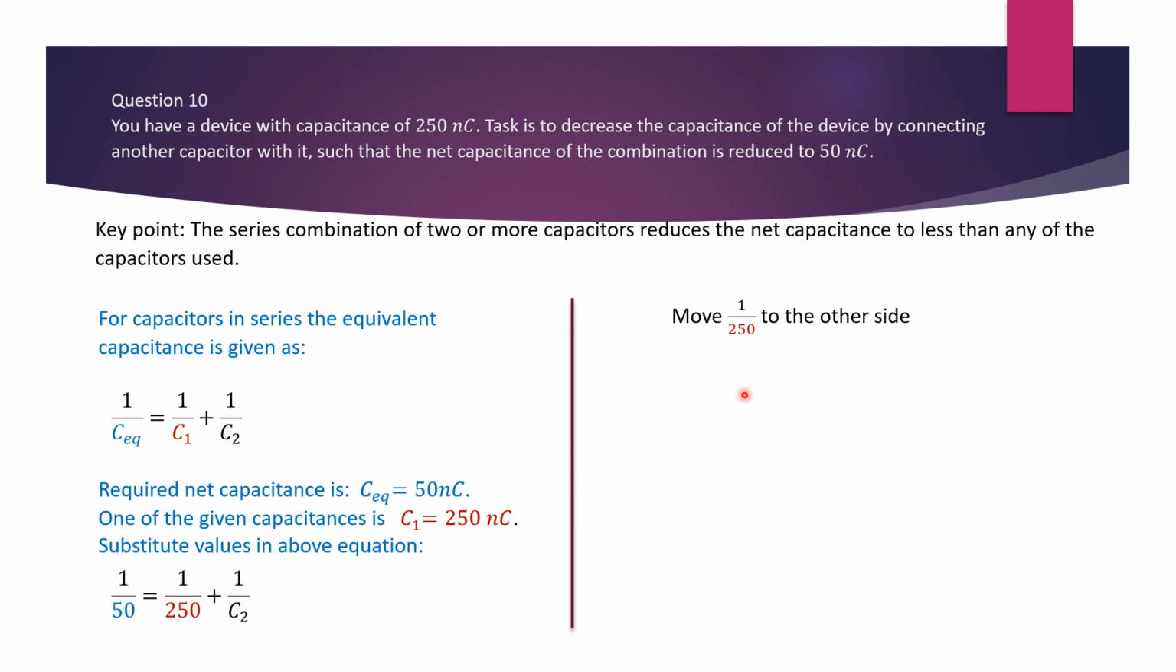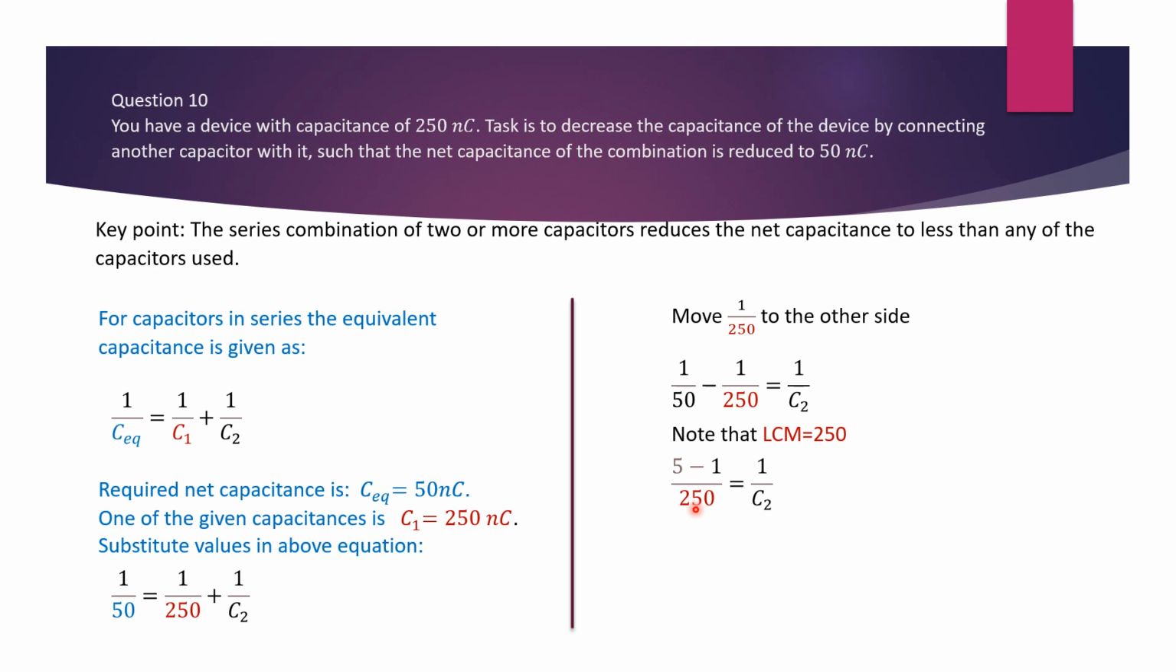Now move 1 over 250 to the other side. It results in 1 over 50 minus 1 over 250 equal to 1 over C2. Note that the LCM is equal to 250. Remember, from any two numbers, the LCM is the greater number if it is a multiple of the smaller number as well. Since 250 here is a multiple of 50, therefore the least common multiple of the two numbers is 250.